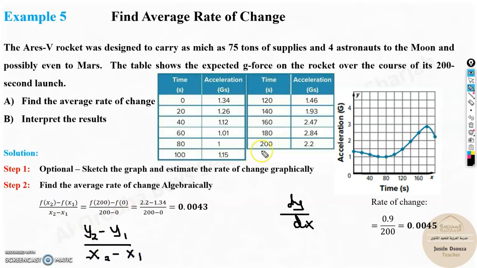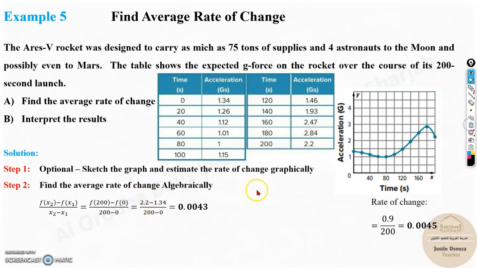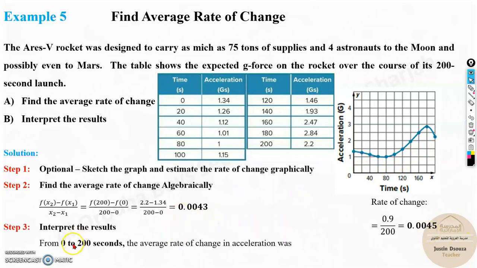If you might remember this, y2 minus y1 divided by x2 minus x1. This is it. Now, what is the y2 value? It's 2.2 minus y1, 1.34, x and y, isn't it? So, divided by x2, which is 200, minus 0. Now, you will get 0.0043. It's almost similar.